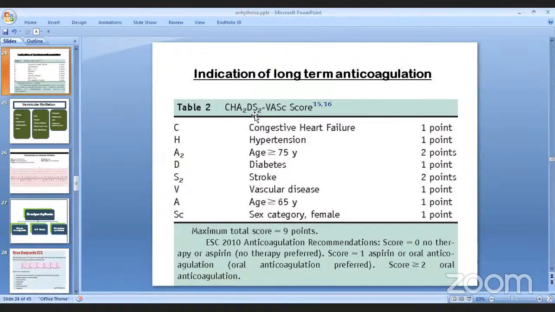Mnemonic, I'm not sure if I can call it a mnemonic. There's the CHA2DS2-VASc score. C stands for congestive heart failure, which is 1 point. H stands for hypertension. In your case, we have to give anticoagulation if the score is greater than or equal to 2. Congestive heart failure and hypertension are all high-risk cases. And this is A2, when the age is greater than 75 years. And why is this called A2? It has 2 points.